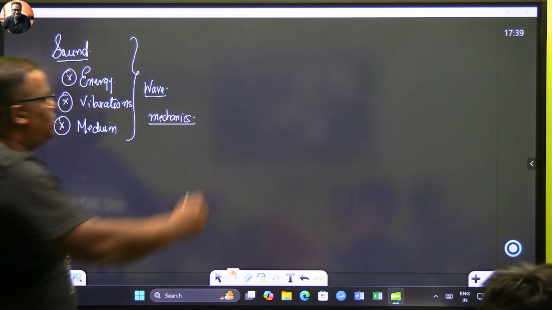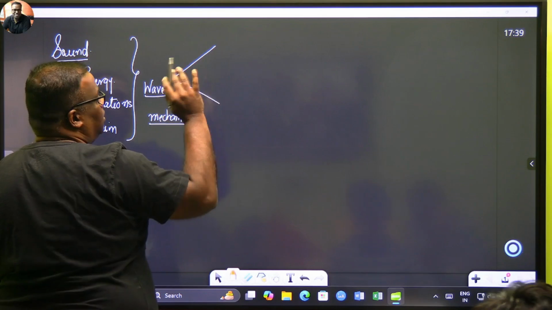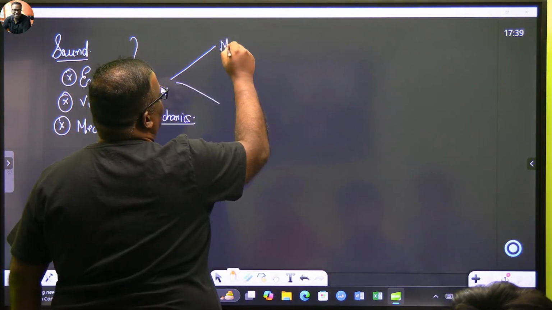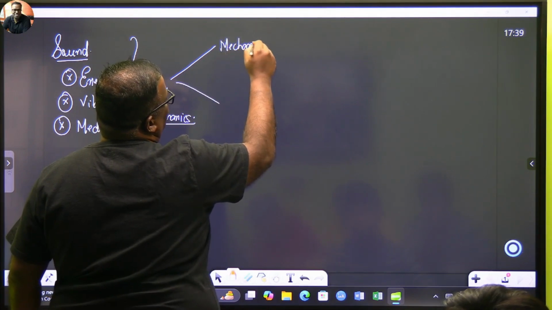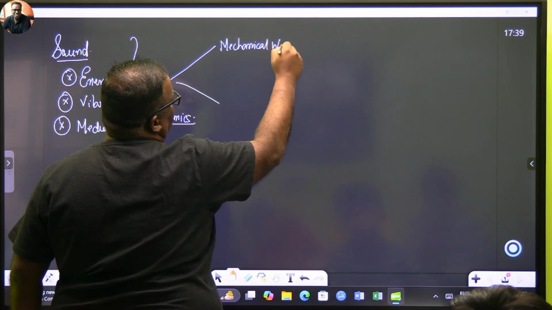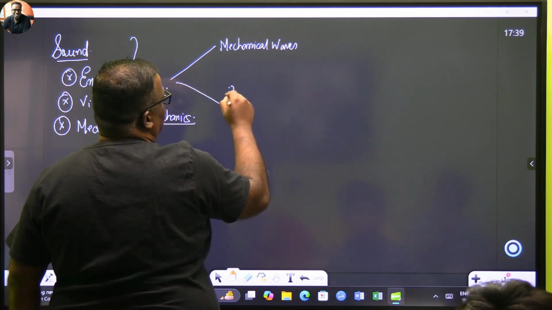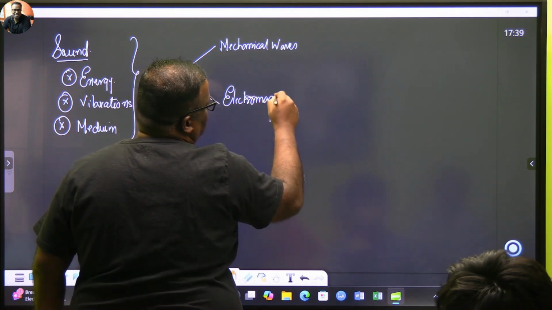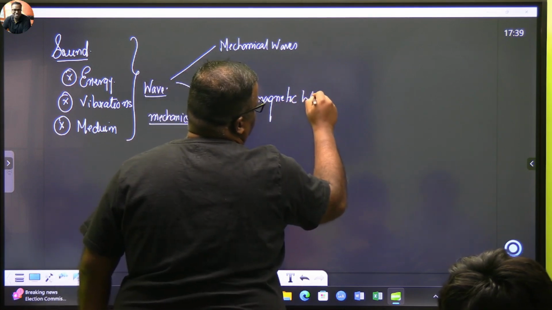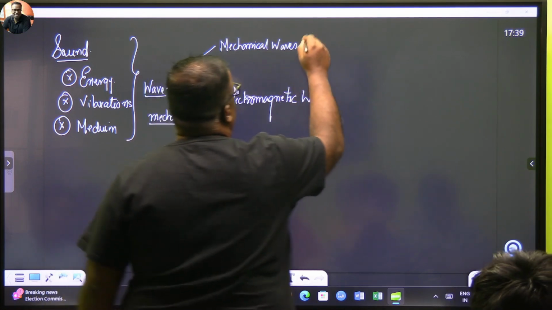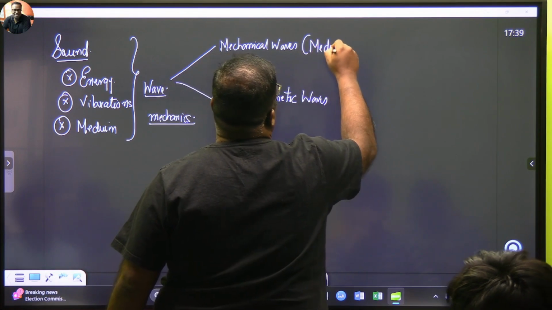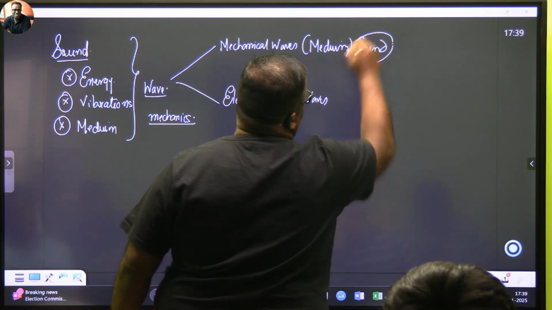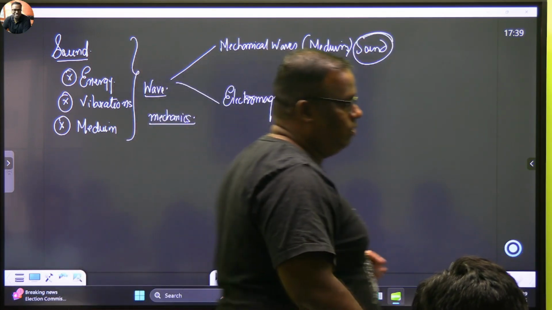Waves. Waves are again of two types. There are two classifications of waves. One type of wave we will say as mechanical waves or matter waves, as they say. And another would be electromagnetic waves. This is what is the sun's ray, electromagnetic waves. Mechanical waves are the waves which need a medium for propagation. That means in our chapter, our sound actually falls under mechanical waves.